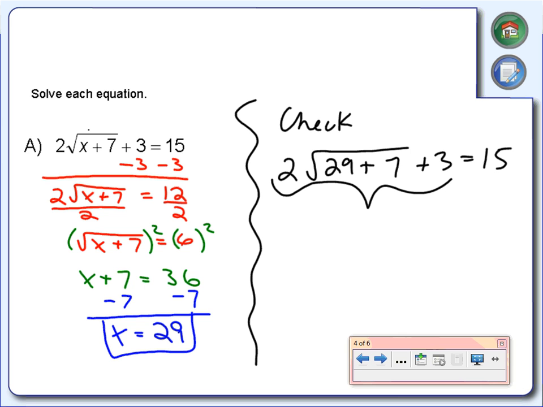So we're going to do 2 square root of 29 plus 7 plus 3. We're checking to see if we get a 15. If we get a 15, we're cool. If we don't get a 15, we got a problem. So when you type that in, do you get a 15? Yes, then we're okay. This 29 is the solution. So yeah, you can go ahead and use your calculator to check your answers.